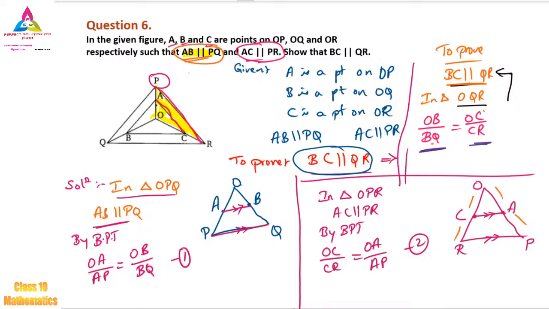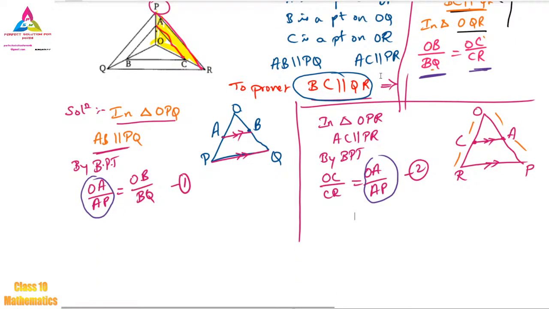The equation 1 and equation 2, if you compare them correctly, OA divided by AP is over here and OA divided by AP is over here. So OA divided by AP is equal to OA divided by AP. Both sides we have OA divided by AP. So what is the next thing we can say? By equation 1 and 2, OA by AP, OA by AP, what is left is nothing but OB divided by BQ is equal to OC by CR.